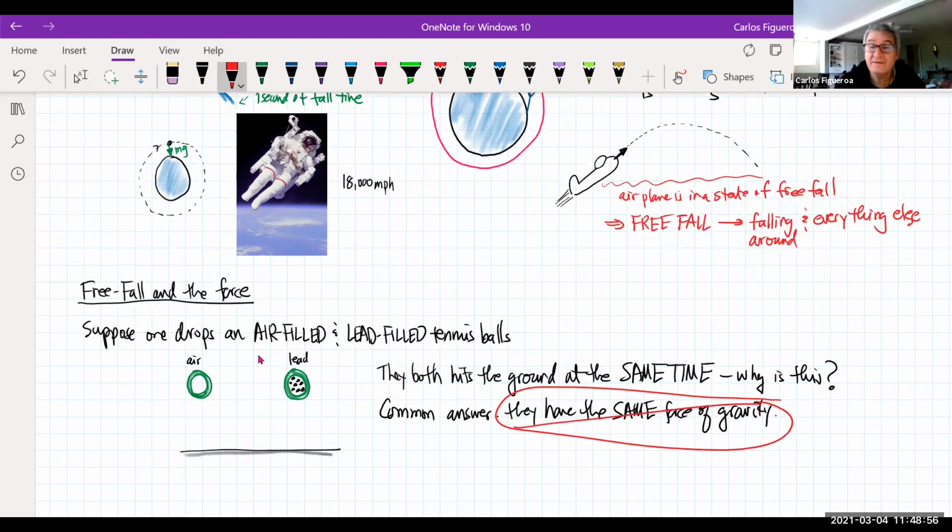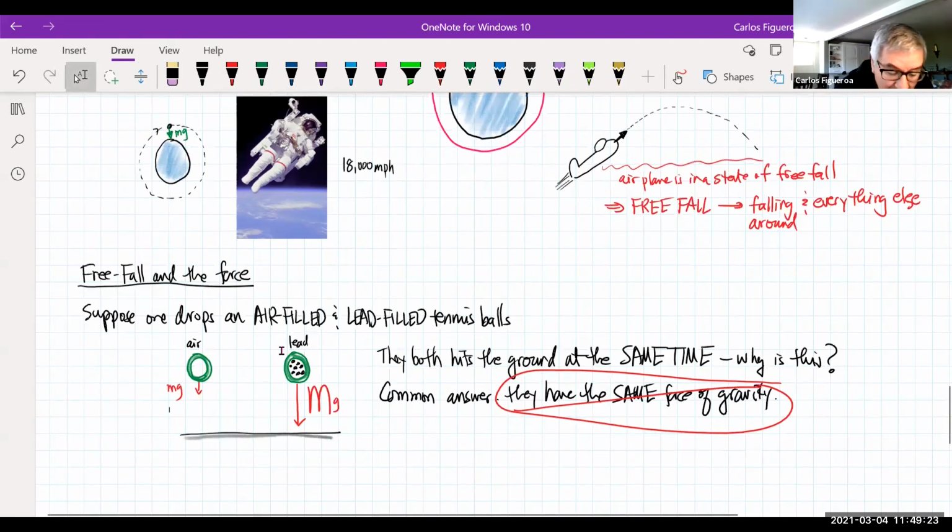And my response to this, no way, not possible. Which one weighs more? The air-filled tennis ball or the lead shot tennis ball? Clearly, this has a bigger mass, therefore a bigger force of gravity. They do not have the same force of gravity acting on them. They have different forces of gravity acting on them.